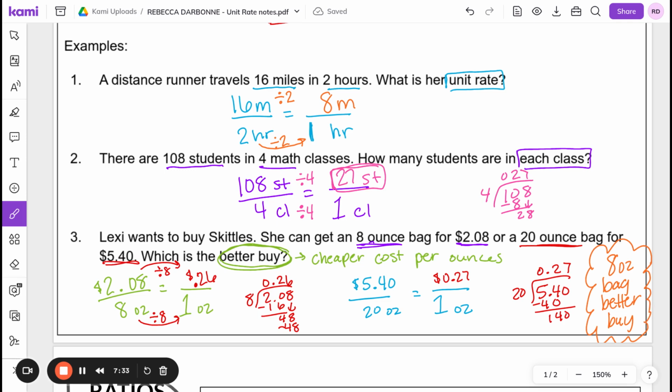So to review, unit rates are a special kind of ratio. They have a denominator of 1, and they are often used to determine things like better buy or the fastest person or the best player for that game.